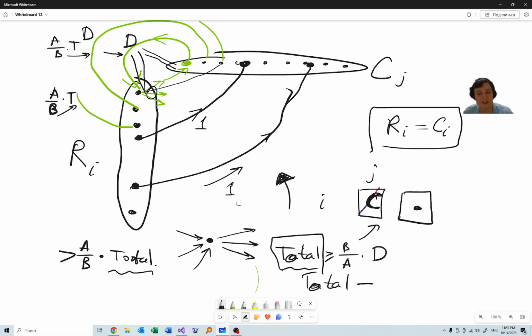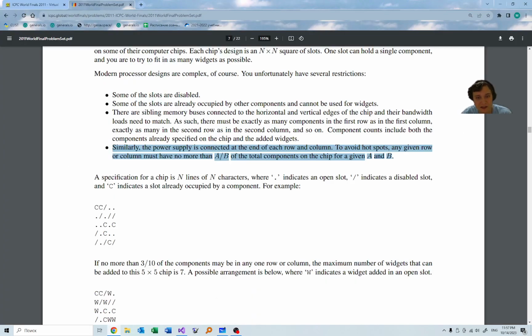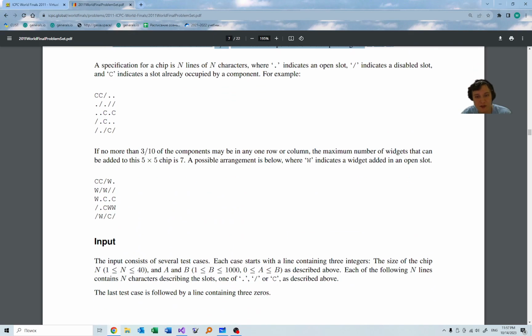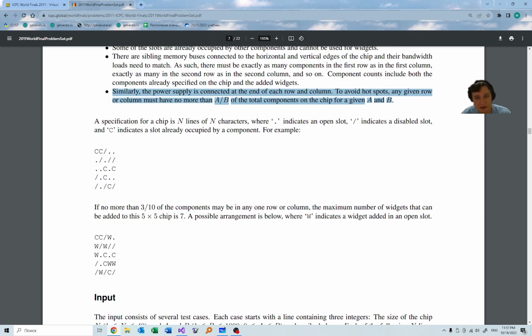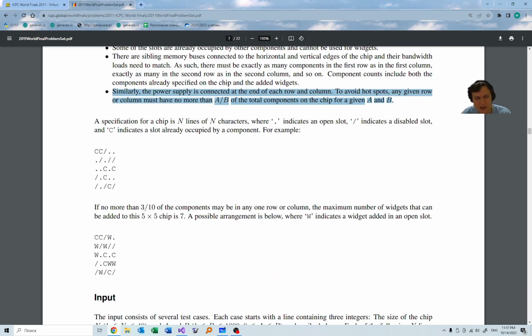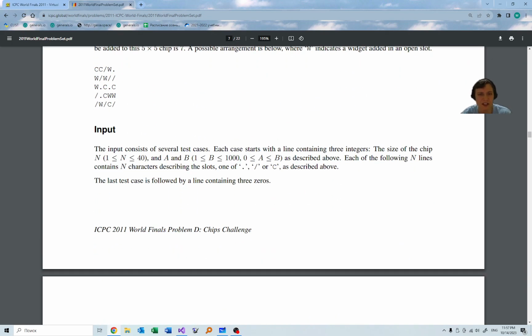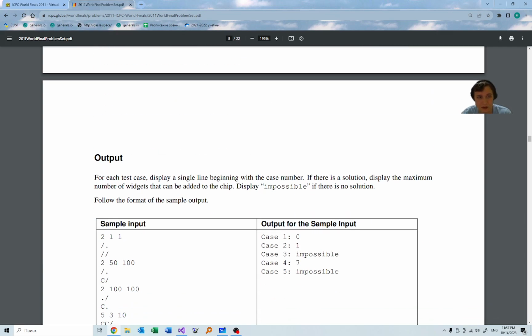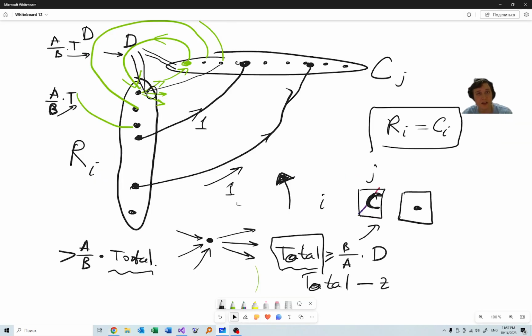And after that, the answer, the total number of chips, is just total, maximum total among all possible tries. But then we need to subtract Z, where Z is the number of already put chips. Because in the problem you are asked to find the maximum possible number of chips which you can add into the chip. Maximum number of widgets which you can add into the chip. So we need to subtract the widgets which are already there. This is called Z.